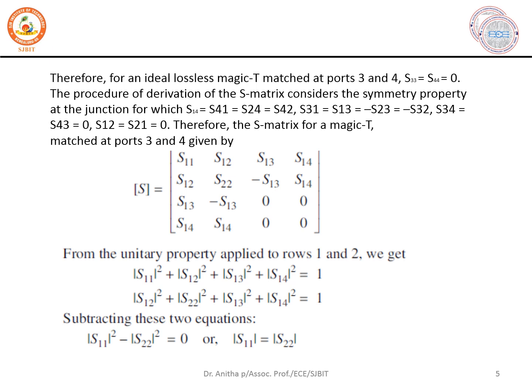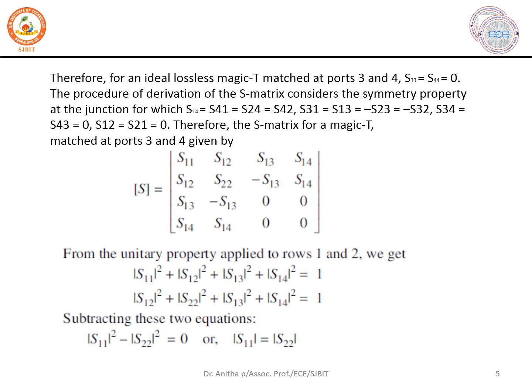And S34 and S43 equal 0. And S12 and S21 equal 0. This is because all the ports are matched ports. S33 and S44 are zeros, indicating that ports 3 and 4 are perfectly matched.